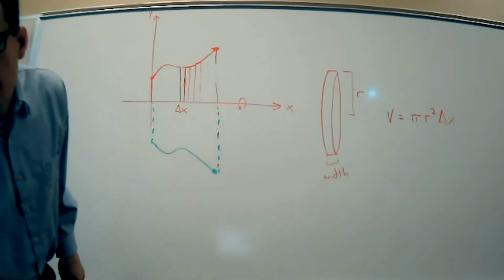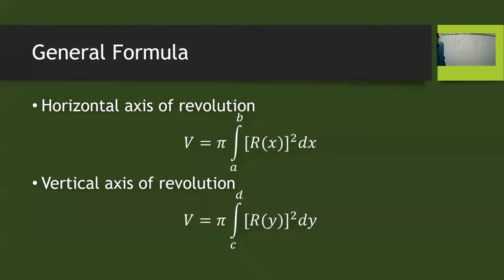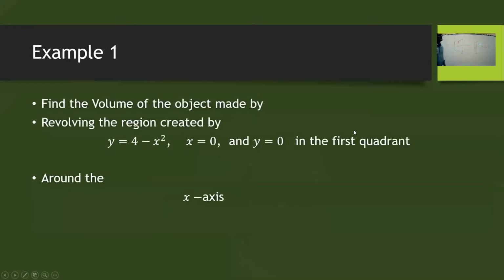So let's do an example of finding volume utilizing this disk method. Example 1 says, find the volume of the object made by revolving the region created by y equals 4 minus x squared, x equals 0, and y equals 0 in the first quadrant. So that's our region. And we're going to revolve that around the x-axis.